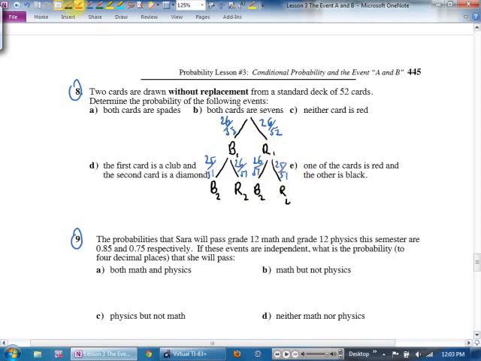Double check, do they add to 1? I built an error check. One card is red and the other is black. Here's what I think. I think it could be this branch or that branch. What does "or" mean? So it's going to be this times this plus this times this.